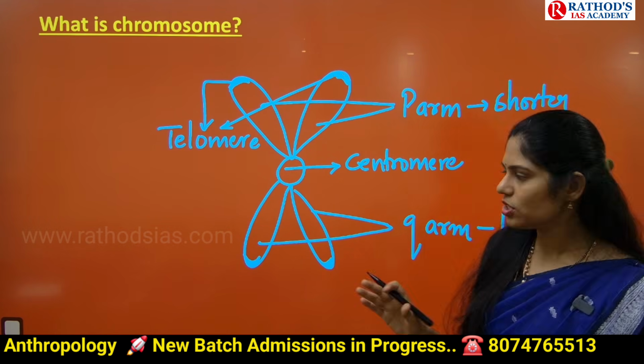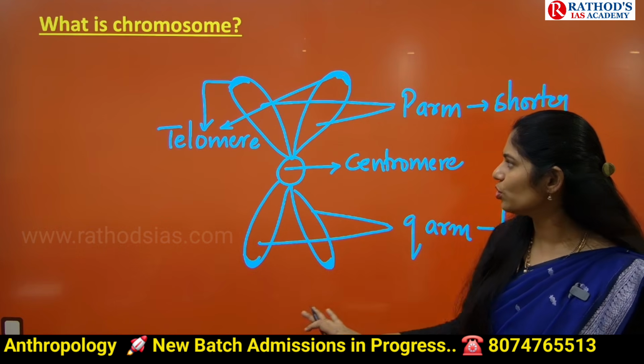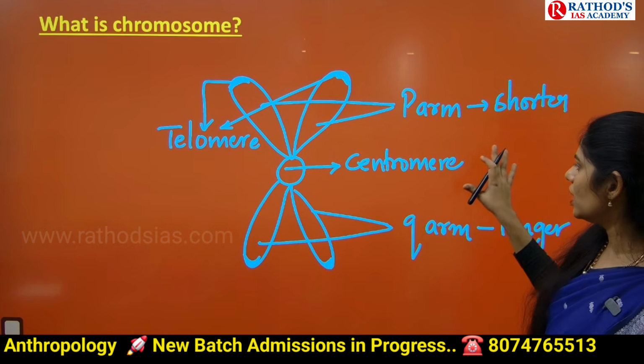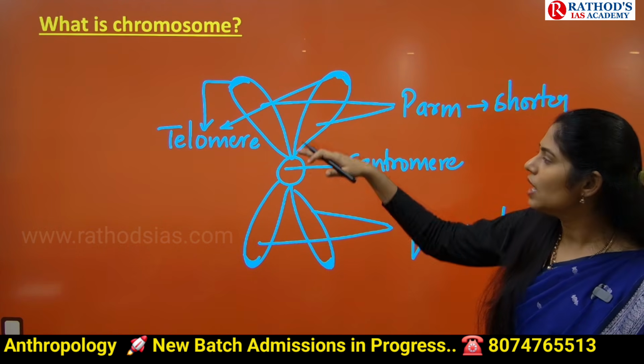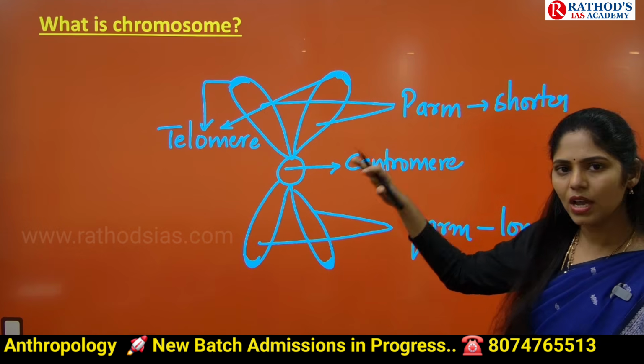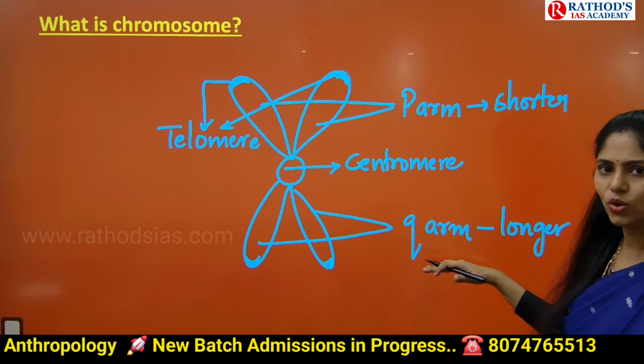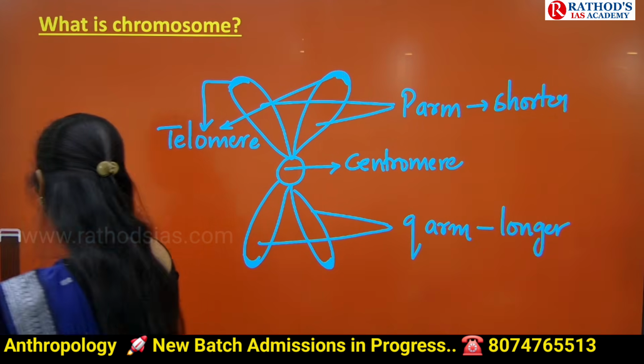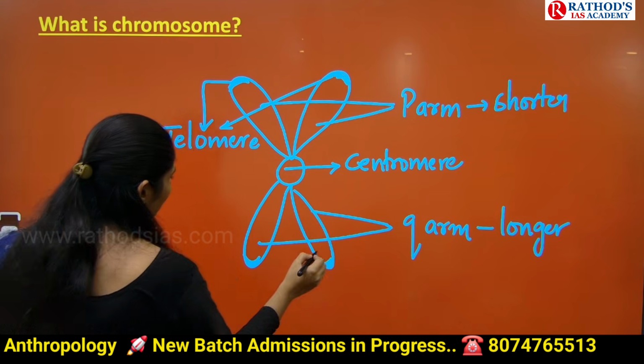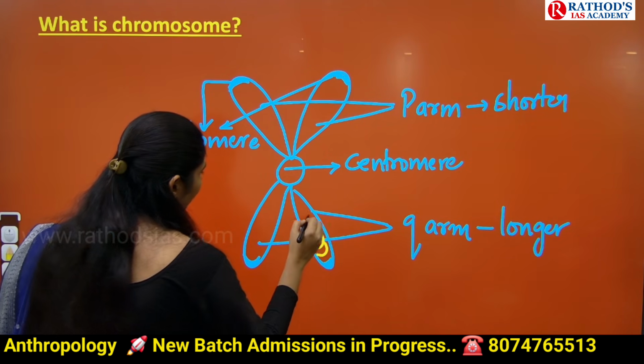As of now, just remember that this is the structure of chromosome. It has some important parts called centromere, which is at center. Upper two arms are called P arm and lower two arms are called Q arm. And here, now let us represent the DNA. DNA will be like this.